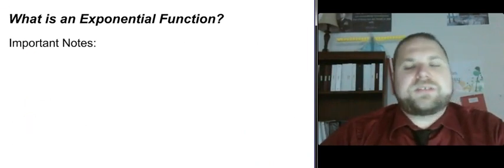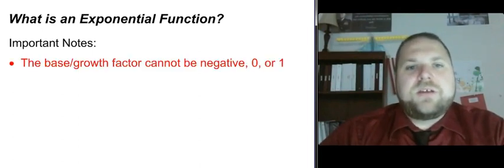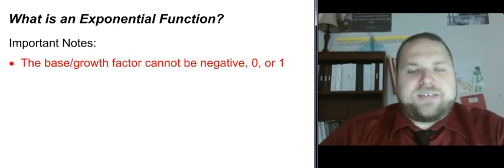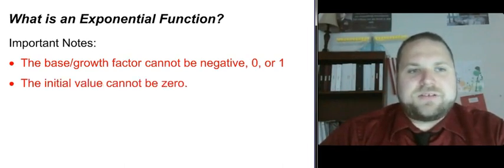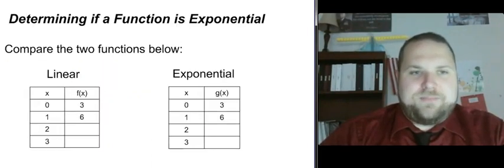So some important notes, things you have to remember about these exponential functions. For now, just write these down and know that they exist. We'll come back and we'll explore these a little bit later with Desmos. But the base or the growth factor can't be negative, 0, or 1. So it can't fit any of those. The initial value can't be 0. And if the base is between 0 and 1, we'll get this graph that kind of curves downwards. Instead of getting bigger, the numbers will get smaller, and we call this exponential decay.